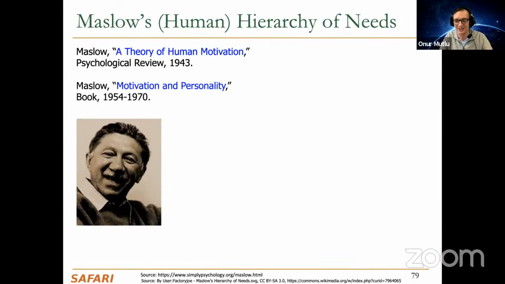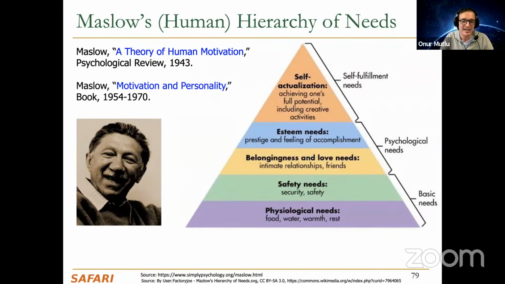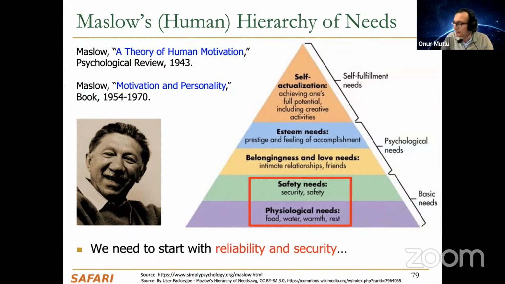I guess before we conclude, maybe I will quickly mention this. We're talking about reliability and security, right? And reliability and security and safety are really at the bottom of the hierarchy of needs. This is the Human Hierarchy of Needs by Abraham Maslow, a famous American psychologist who essentially dedicated his life to understanding why humans do the things they do.